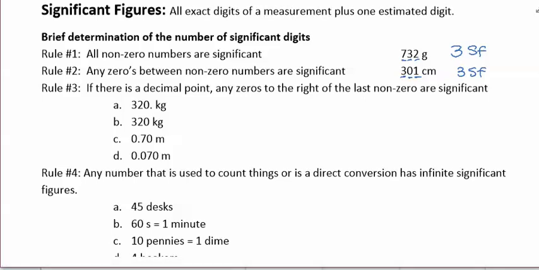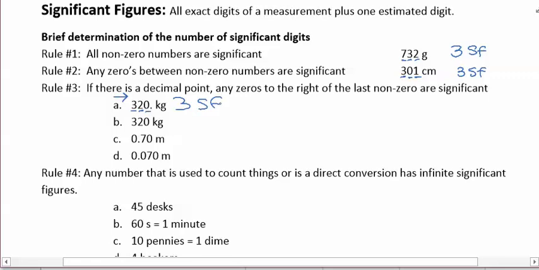Okay, so taking a look at the first number here, we have 320 kilograms. Notice there's a decimal point. Since there's a decimal point, we're going to start on the left, and I like to draw an arrow. Start on the left and work my way right. So I find my first number that's not a 0, which in this case is a 3, and all the values are considered significant after the 3. So this value, 320 kilograms, has 3 significant figures.